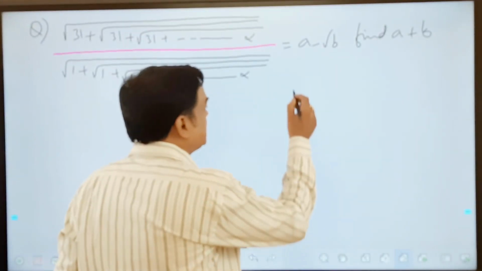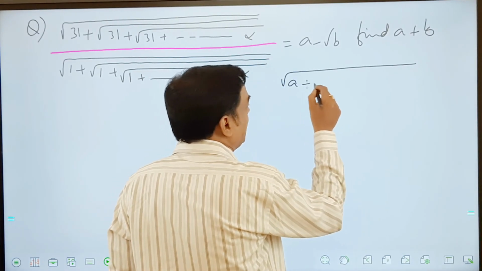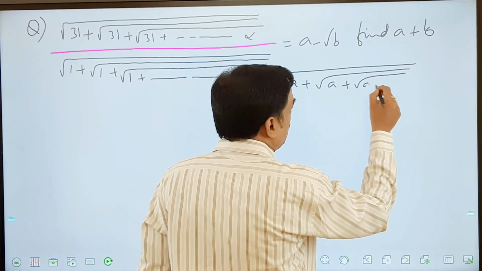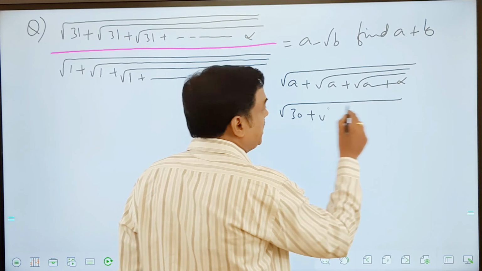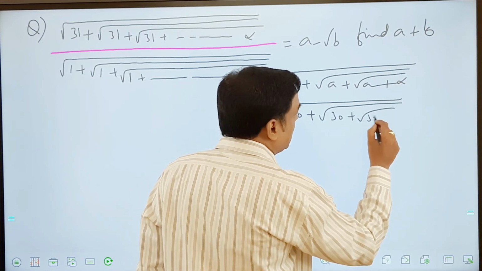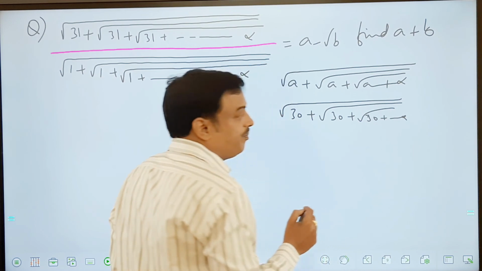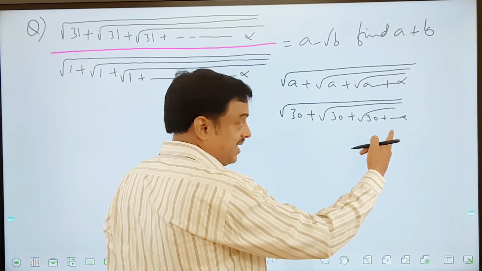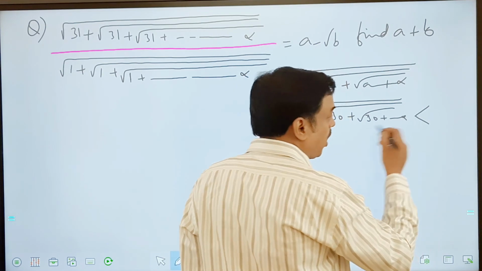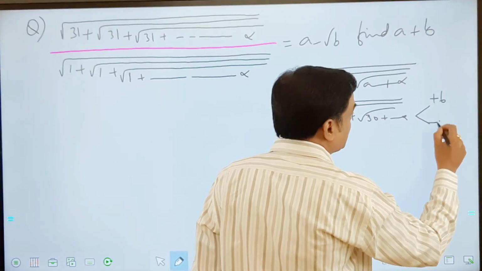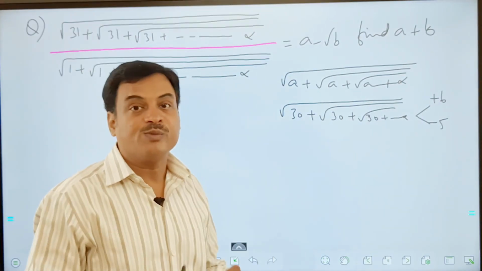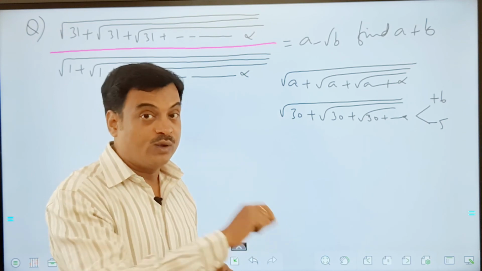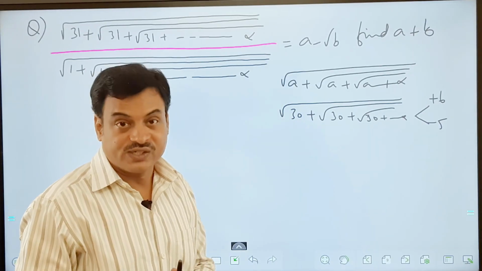This question is root a plus root a plus root a so on up to infinite number of times. What is the answer? If you remember the example which I gave at that time, the question was root 30, root 30, root 30, so on up to infinity. Then I said we will have a quadratic equation whose answers will be plus 6 and minus 5. Remember I said 30 is a product of 2 consecutive numbers and the larger value is my answer. If you have a doubt, see my previous videos on indices. This question was discussed for you there.